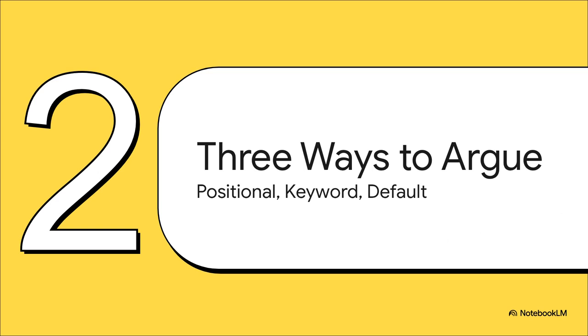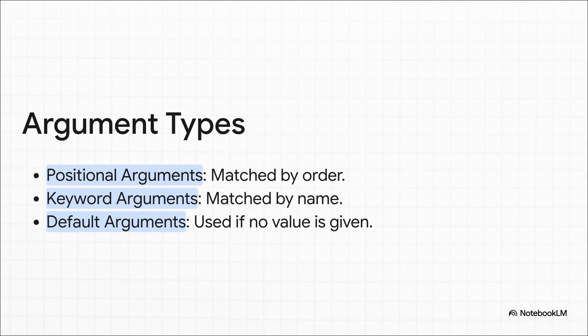Okay, so now we know what arguments are. Let's look at how we can pass them to a function. Python actually gives us 3 main styles, and each one has its own set of rules. First up, you've got positional arguments. With these, order is absolutely everything. Then, we have keyword arguments, where you match them by name instead of their position. And finally, we've got default arguments, which are super handy. They act as a fallback if you don't provide a value yourself.